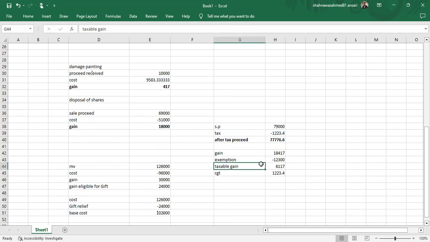Good calculation based question. It covers your two areas. One is the damaged painting, other one is the gift holdover relief. Now let's try one more part related to IHT.